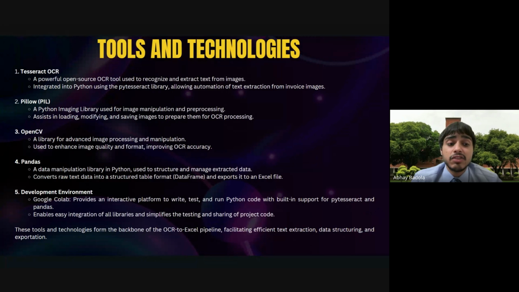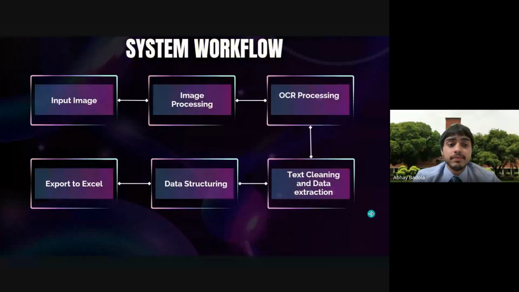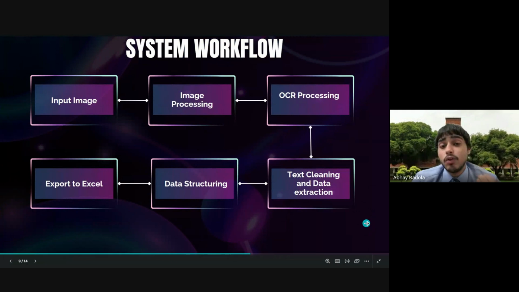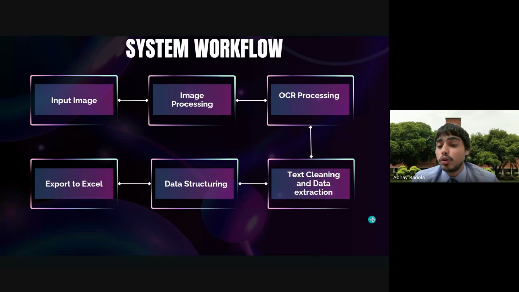What it does is convert raw text data into a structured table format and export it into an Excel file, which is the main name of the project. Last and not the least was Google Colab, a platform where you were able to write, test, and run Python code with built-in support for PyTesseract and Pandas. It enabled easy integration of all libraries and simplified the testing and sharing of the project code. Next slide, Kaustubh. This was the workflow that we observed: first input image processing, OCR processing, text screening and data extraction, data structuring, and export to Excel.